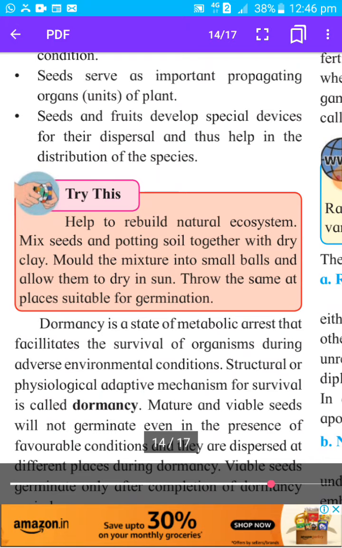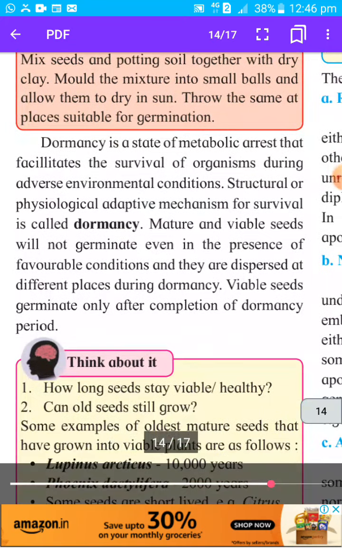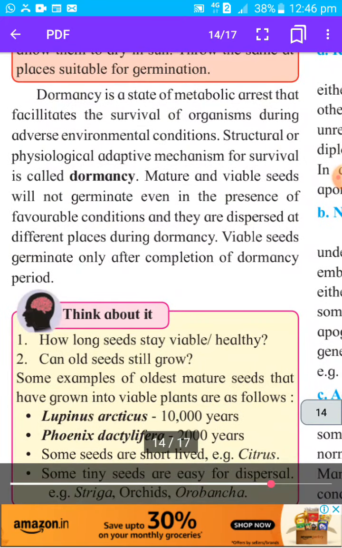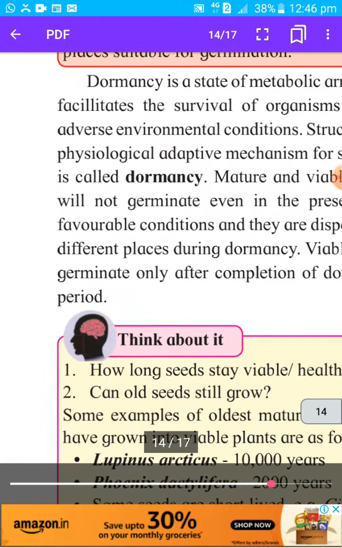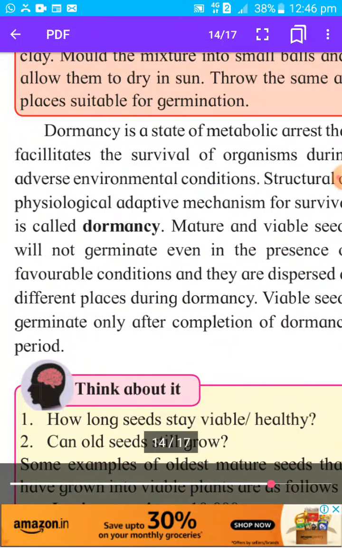So there are certain adaptations in seed as well as fruit, due to which they get dispersed along a large area, and thus the species also get distributed over a large area. Then the next part is dormancy. Dormancy means for some time the physiological process of that organism stops, and after that period gets over, again this physiological or life process starts in that organism.